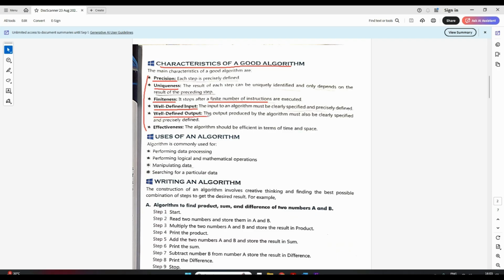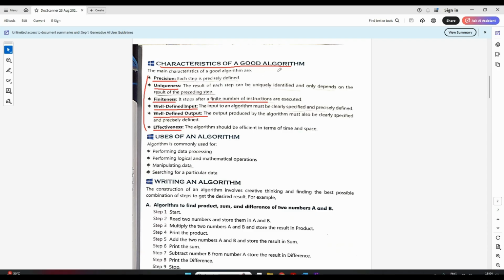Similarly, I should have well-defined output. Okay, so my algorithm should clearly specify what the output of the algorithm should be, the final output. Clear? So it should have well-defined output. Last, effectiveness. The algorithm should be efficient in terms of time or space. Space we consider when we are writing computer programs, right? We have to make sure we utilize the memory space properly, right? So the effectiveness of the algorithm is very important. Key, my algorithm should be efficient in time and space.